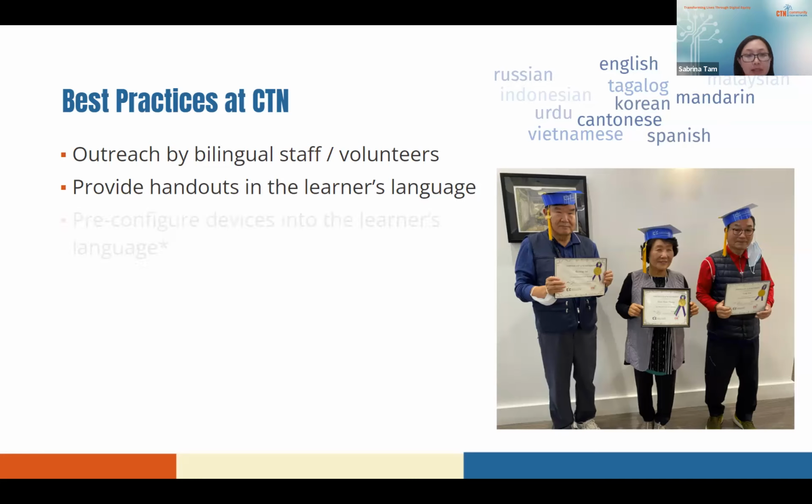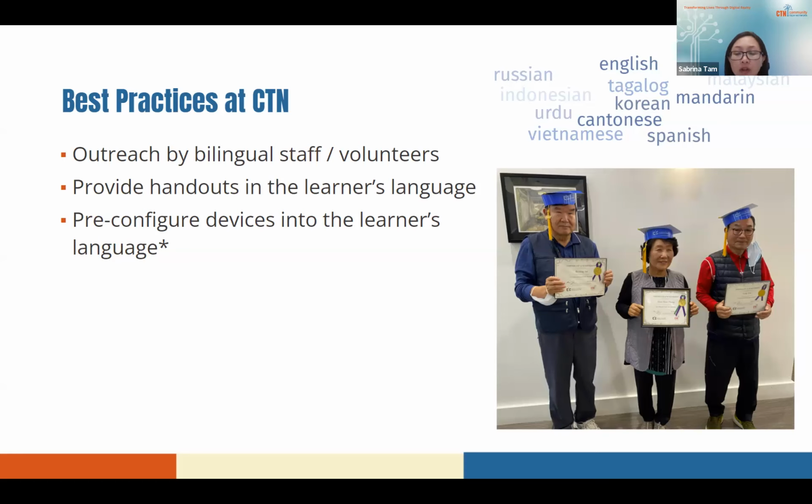Devices, the next bullet point. Typically, we want to pre-configure devices into the learner's own language, but just be aware, some devices may not support certain languages. I think we have experience with a particular model of a tablet that doesn't support the Russian language. So just be aware of that. And I think a Chromebook doesn't support Khmer, the Cambodian language. So you just have to be aware of the different limitations.